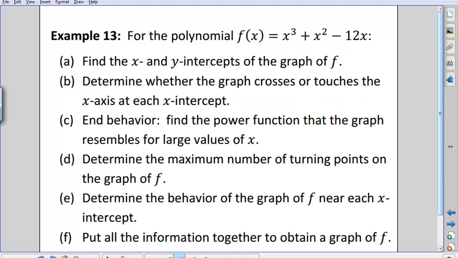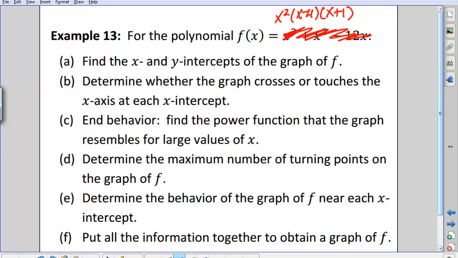And I just noticed I copied the same problem twice here, which was a mistake. This question right here, let me just fix it real quick. It's the same question, we're just using a different polynomial. Okay, so same question, all the same stuff, different polynomial. So let's run through these.